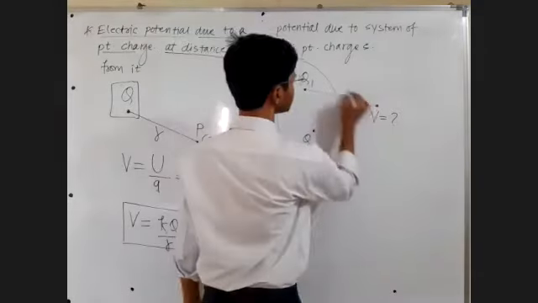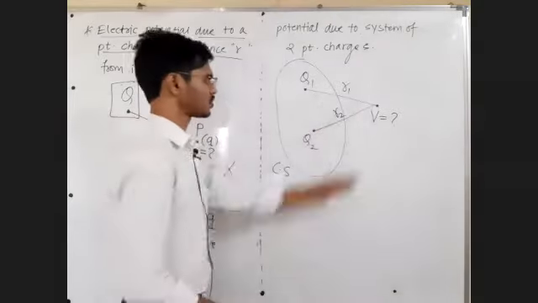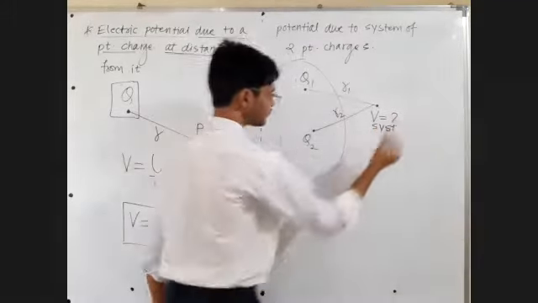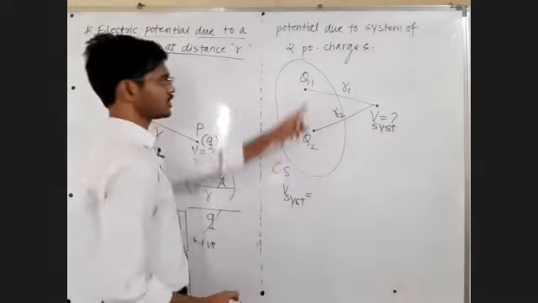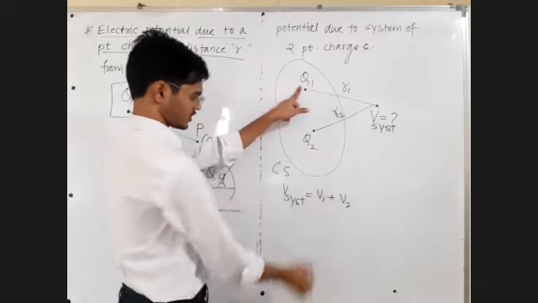Let's say this distance is R1. Let's say this distance is R2. Find the total potential of the system at this point. Potential due to the first charge plus potential due to the second charge.